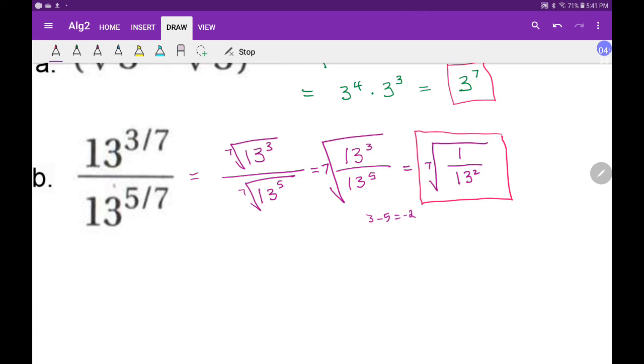And I think I can say with a fair degree of certainty that that's not going to be a nice, easy whole number. So we'll just leave it there.